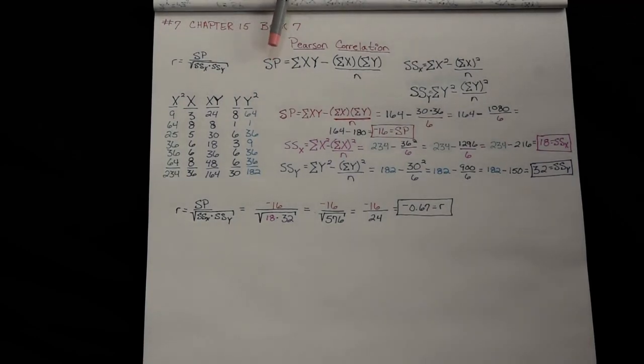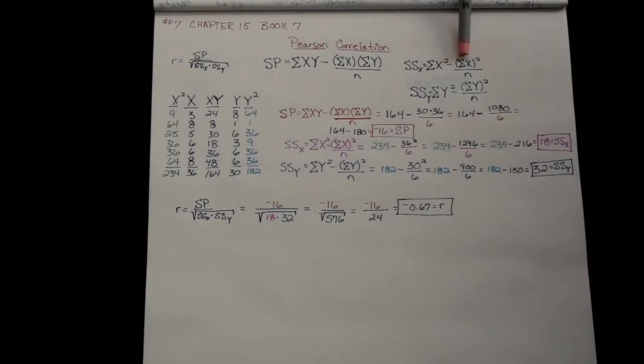Your SP is just sigma xy minus sigma x times sigma y over n, and your SSX is sigma x squared minus sigma x squared over n. Your SSY is just sigma y squared minus sigma y squared over n.